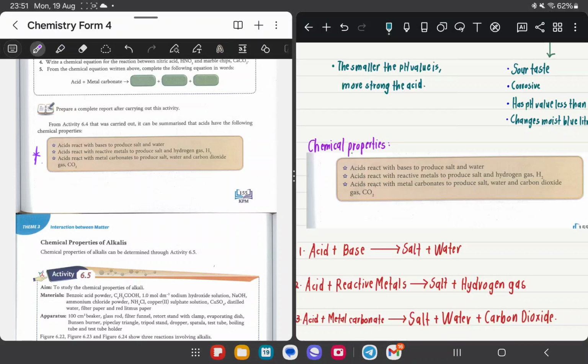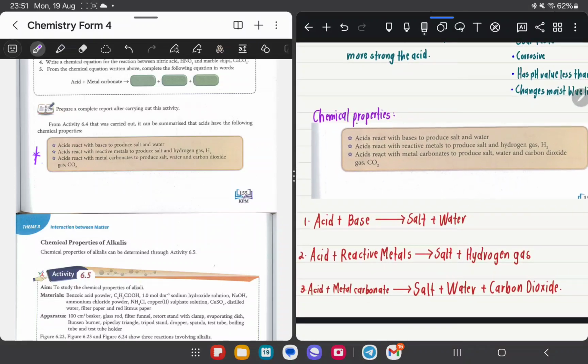So the second one, it reacts with reactive metal, producing salt and hydrogen gas. And the last one, acid when it reacts with metal carbonate. Maksudnya you ada a metal, maybe Ca, dan dia ada carbonate, CO3. So itulah contoh metal carbonate. Any metal carbonate that reacts will produce salt, carbon dioxide gas and also water. So you don't need to memorize all these chemical properties, memorize the general formula. So basically memorize this kotak kuning.